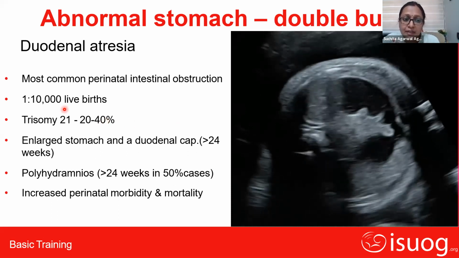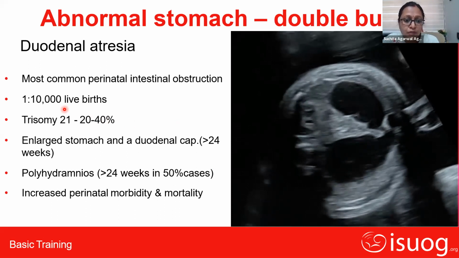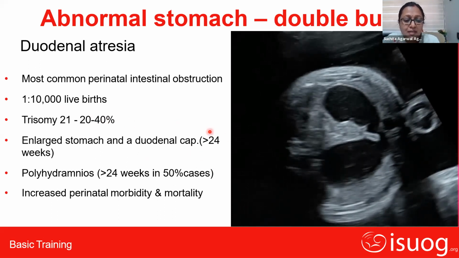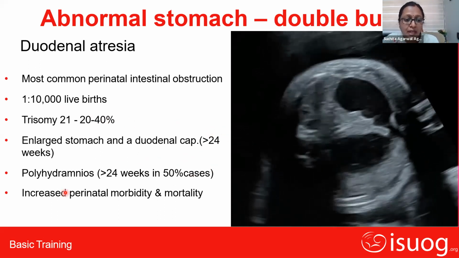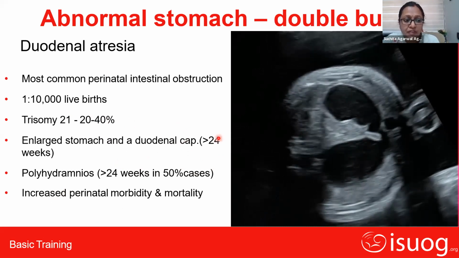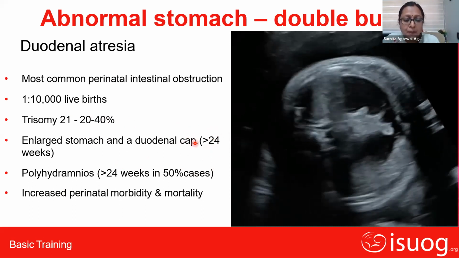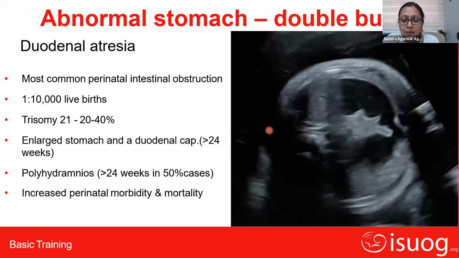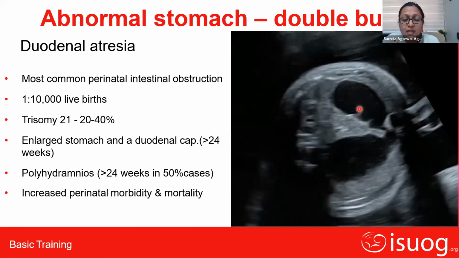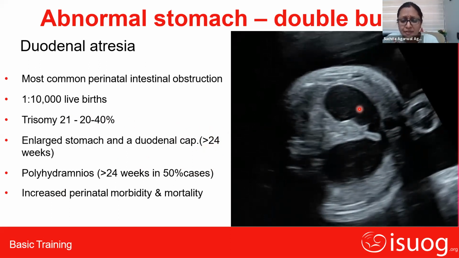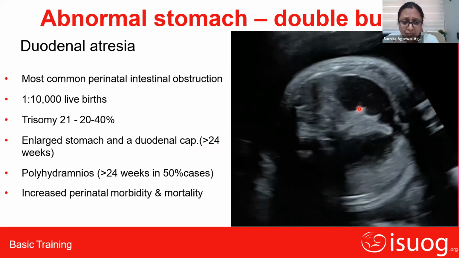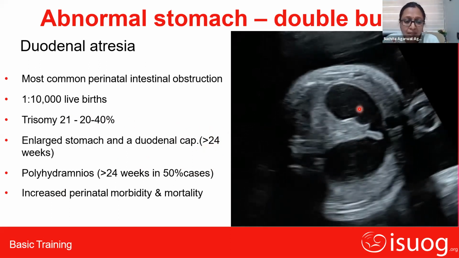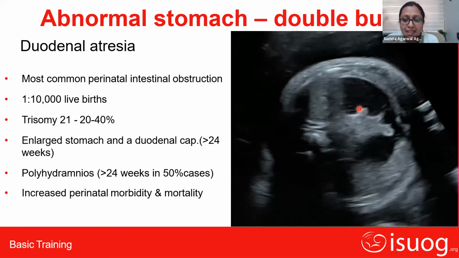So this duodenal atresia also presents at the time of the growth scan. The most common is it starts after 24 weeks. Polyhydramnios also comes after 24 weeks, and the double bubble appearance also comes after 24 weeks. So why is there this double bubble appearance? The double bubble is because the second part of the duodenum is not canalized. So the upper part, the stomach and the first part of the duodenum, gets dilated.